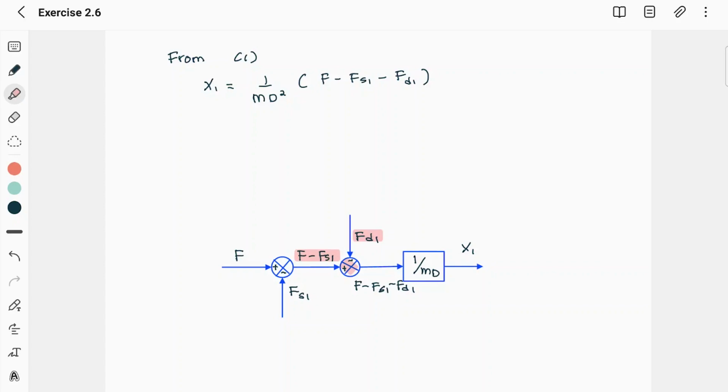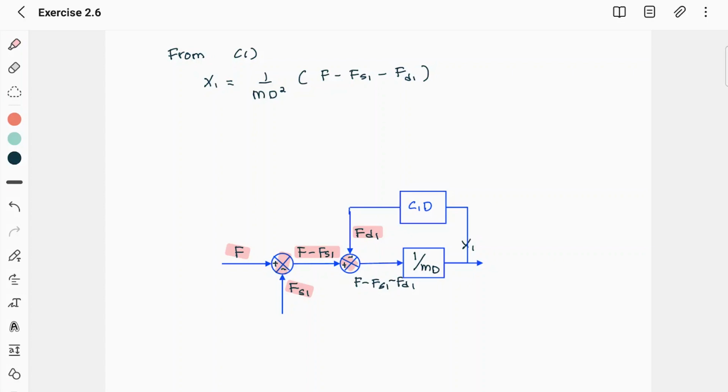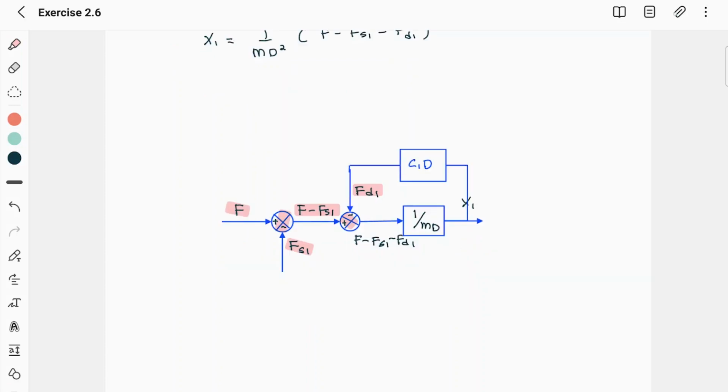Then for f minus Fs1, I draw another summation point, which f is the input and Fs1 is another input. For Fd1, we use equation 5 to solve it. Then for Fs1, we can use either equation 2 or equation 3. Here, I'm going to use equation 2.